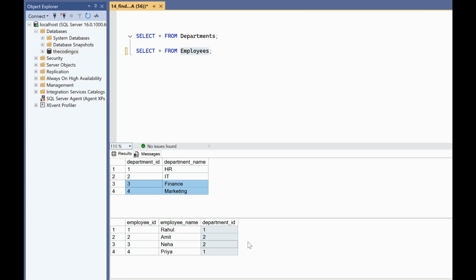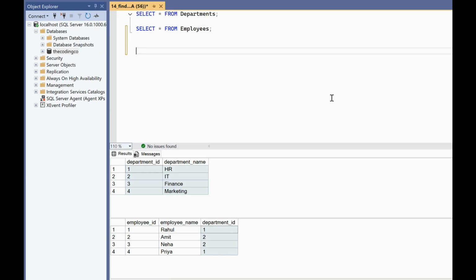Now before writing SQL, let's think about the logic. We want to detect departments that do not have matching employees. So first we must keep all departments. Then we check whether an employee exists for each department. In SQL, the join that keeps all rows from the left table is left join. And when there is no matching row, the columns from the right table become null. That null is our signal that no employee exists.